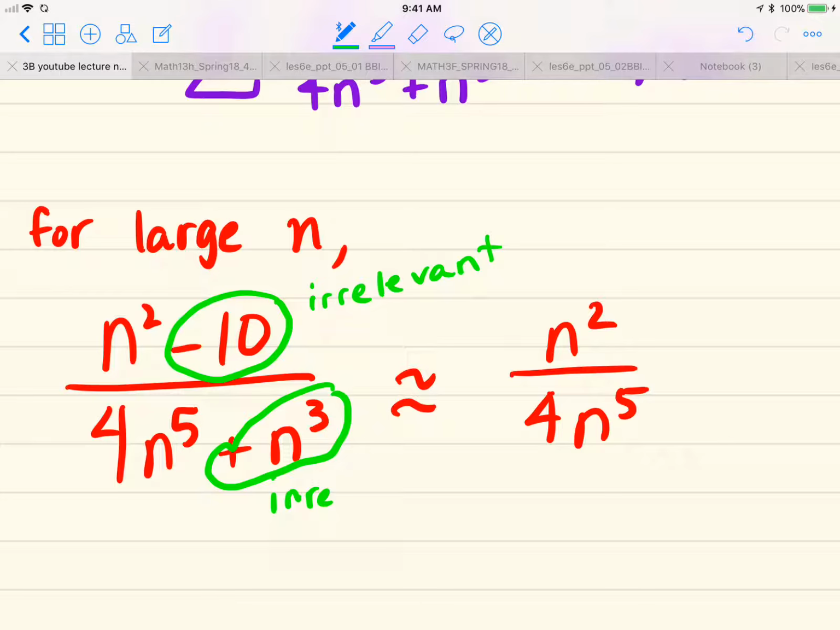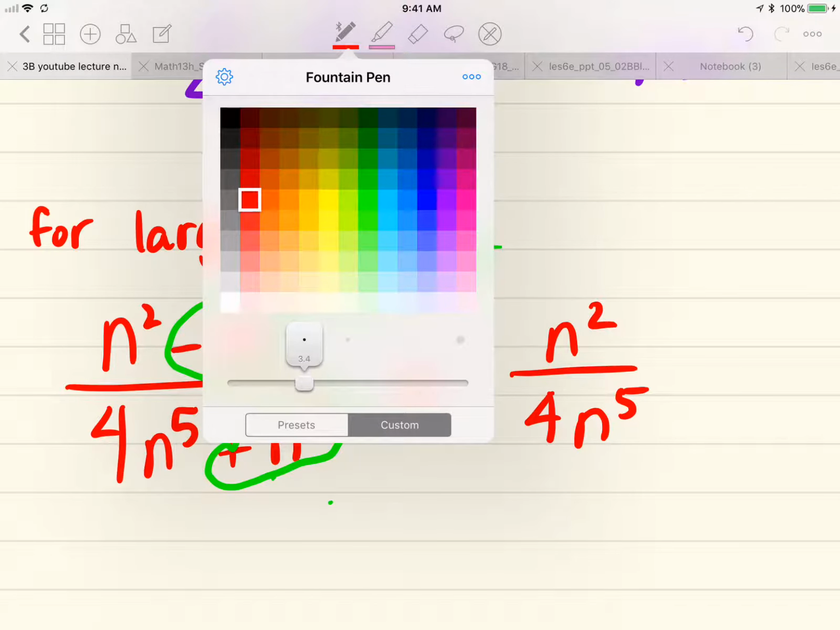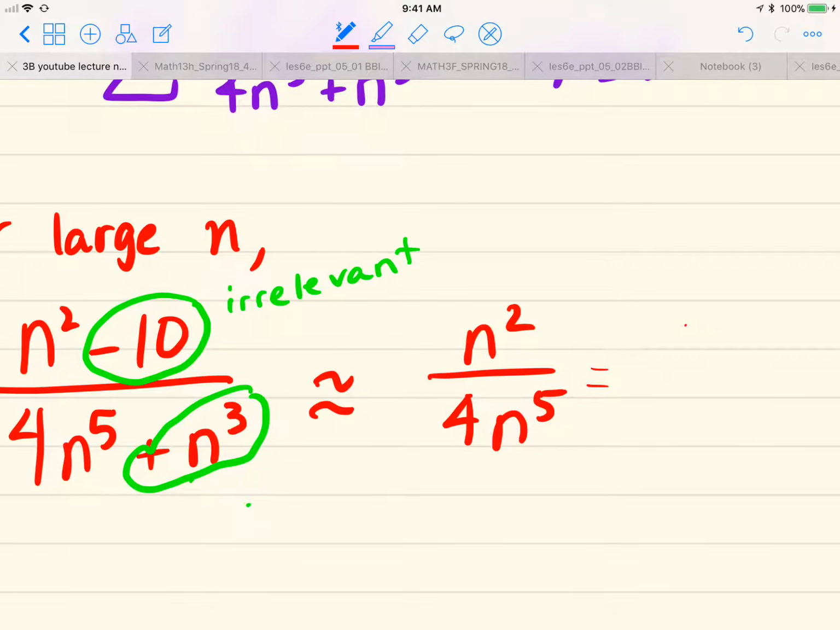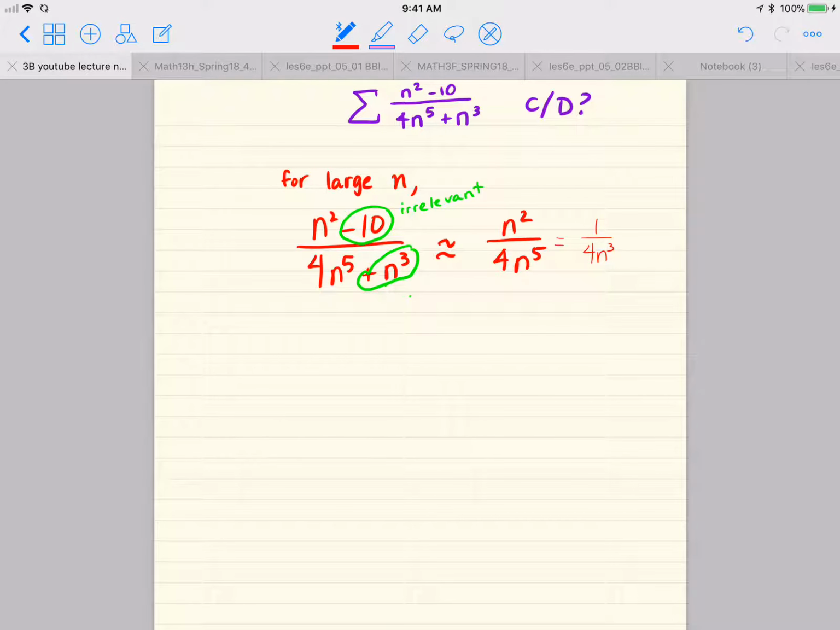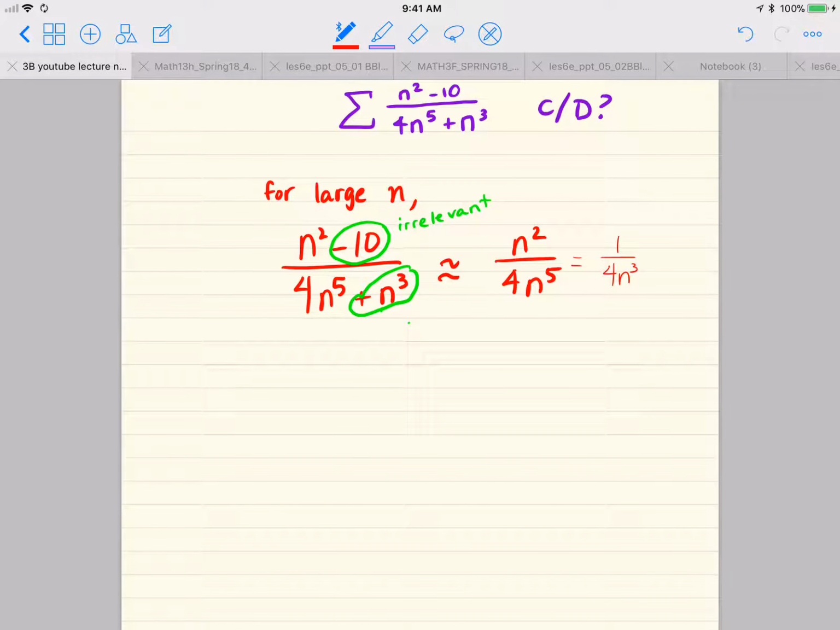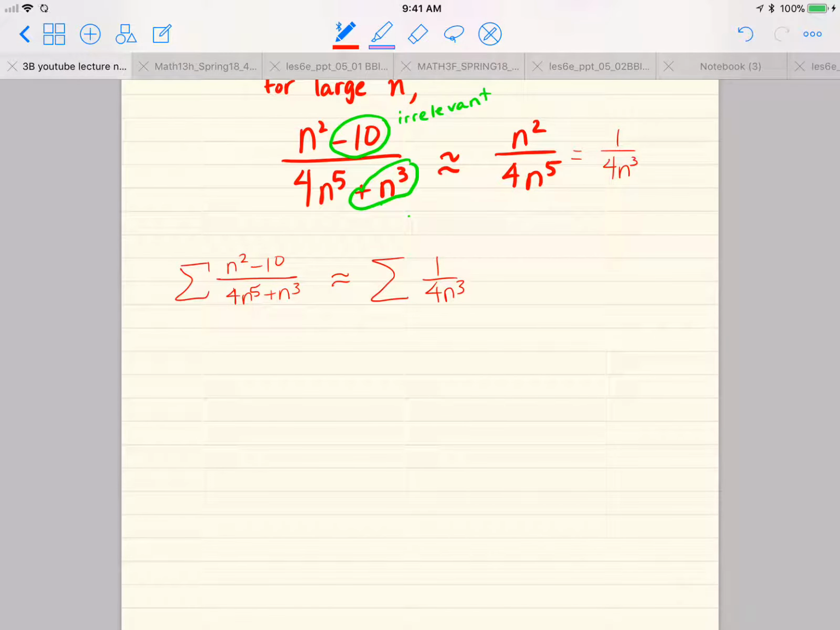Okay, so when n is large, our terms are going to look like n squared over 4n to the fifth, which we can simplify to be 1 over 4n cubed, right? So this gives us the idea of what we're going to compare, right? So we're going to compare (n squared minus 10) over (4n to the fifth plus n cubed) with 1 over 4n cubed. Now, let's just look at the limits.